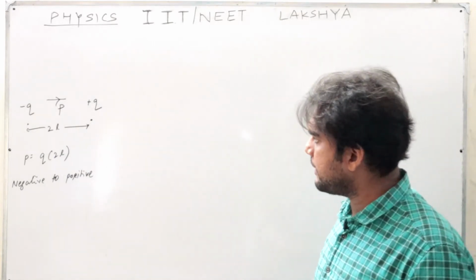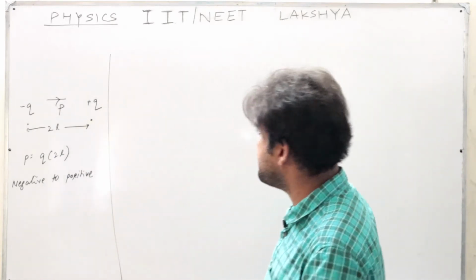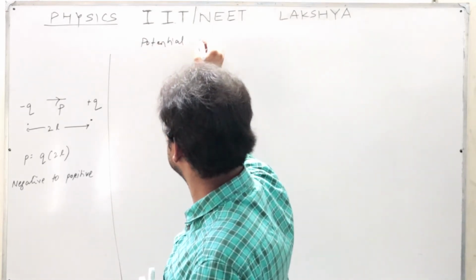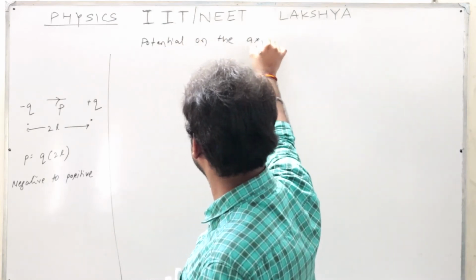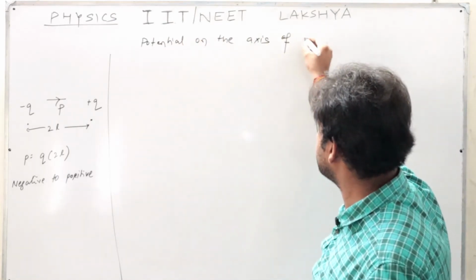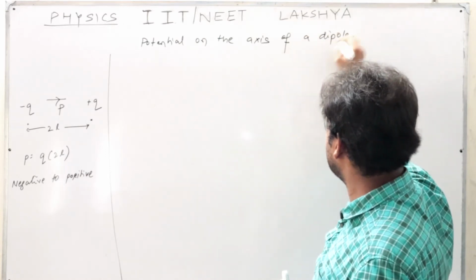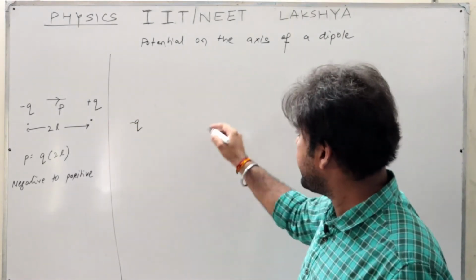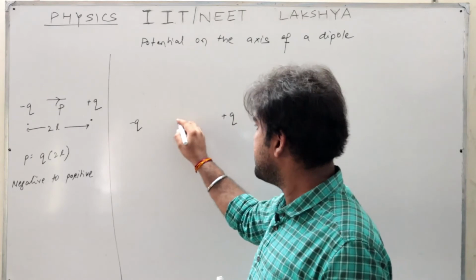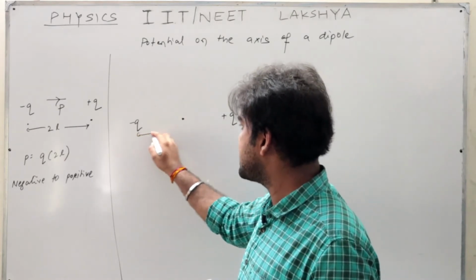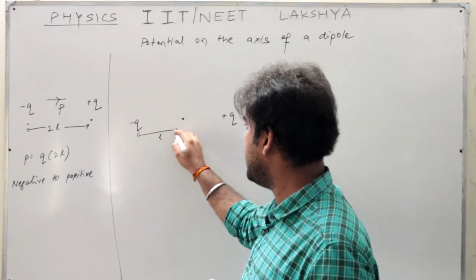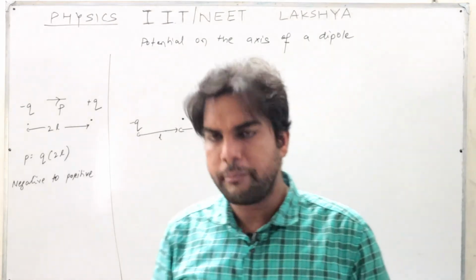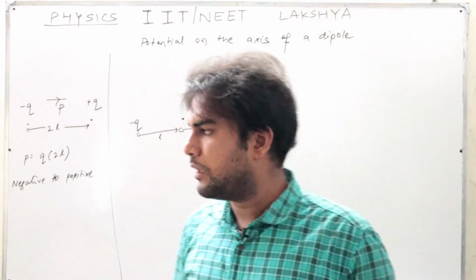So let us see the concept here. We have to find the electric potential on the axis of a dipole. So let us say this is your minus q, and here let us say is your plus q. Let us say this is the center of the dipole. Since this distance is 2L, I am dividing it into L and another L. Actually the distance between them is 2L. Small distance we take. For symmetry purpose we take the distance between the two charges as 2L.